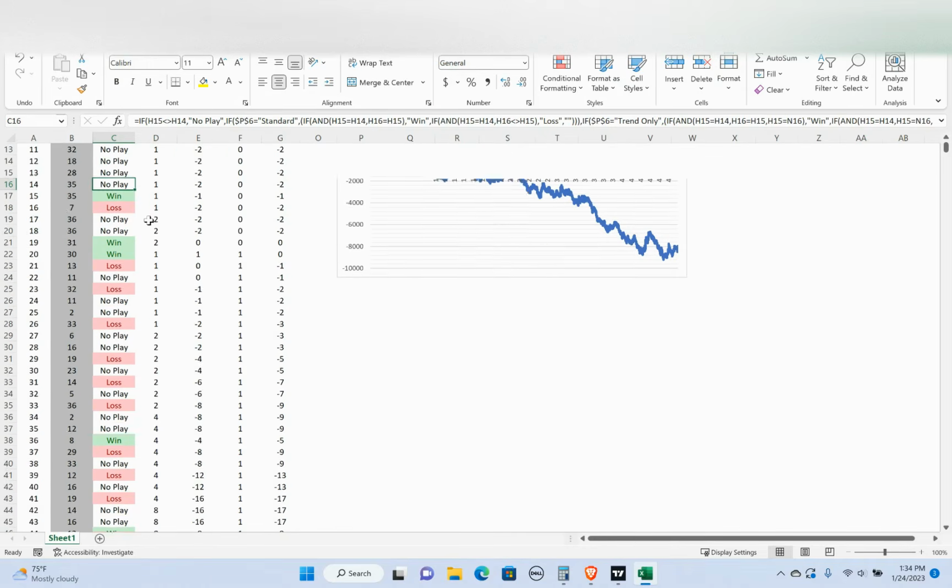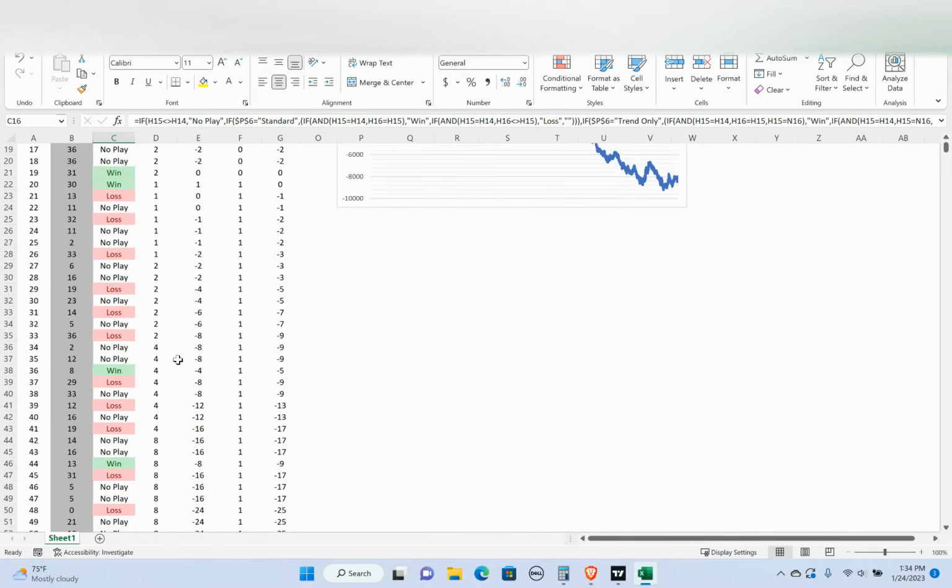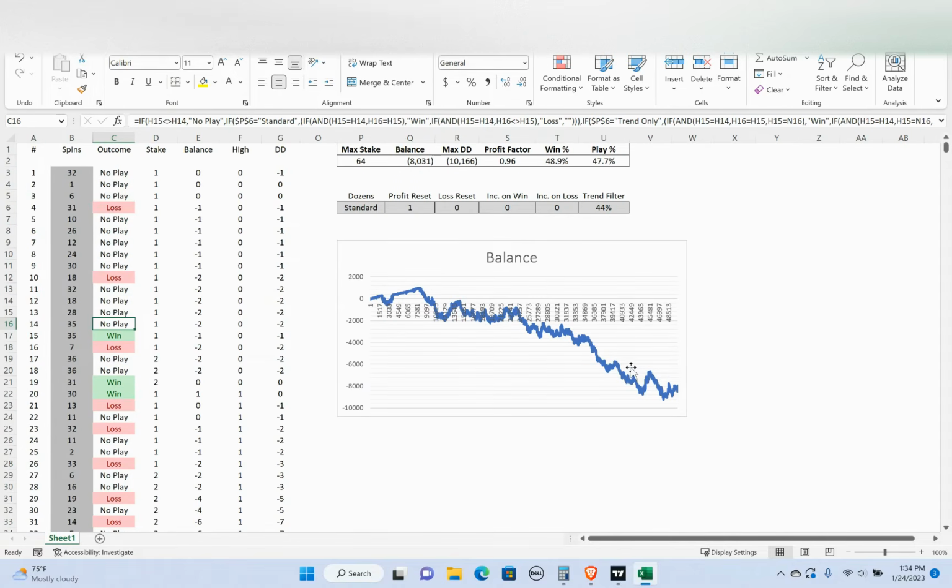And here is the stakes changing. And this is what the balance looks like over 50,000 spins. You can see it started off pretty good, and then just sort of rolled over.